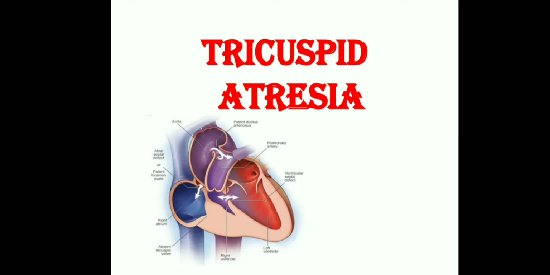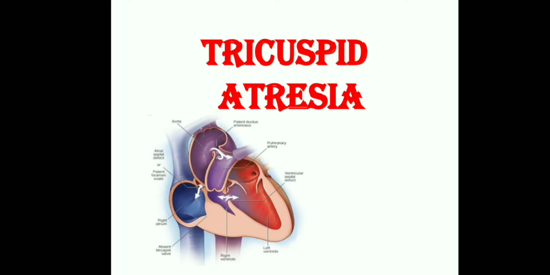Here, this condition comes under the cyanotic heart diseases. Cyanotic heart diseases come under the right to left shunt, so deoxygenated blood may enter into the oxygenated side. Here, the child suffers with cyanosis in these conditions.